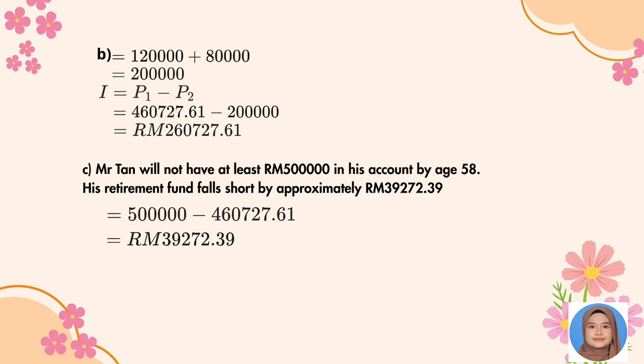Question C. Evaluate whether Mr. Tan will have at least 500,000 in his account by age 58 years. Mr. Tan will not have at least 500,000 in his account by age 58. His retirement fund falls short by approximately 39,272 ringgit and 39 cents. So we will calculate like this: 500,000 ringgit minus 460,727 ringgit and 61 cents. So the answer is 39,272 ringgit and 39 cents.